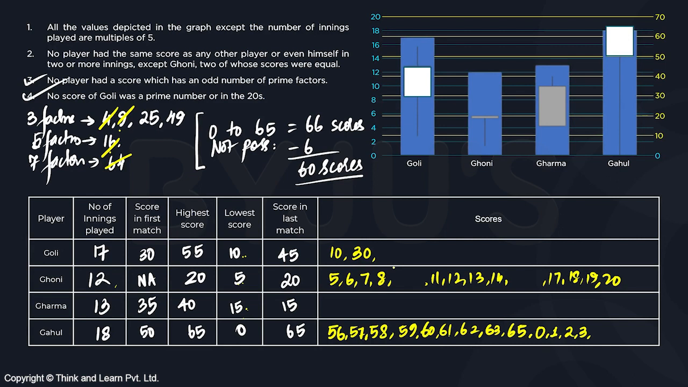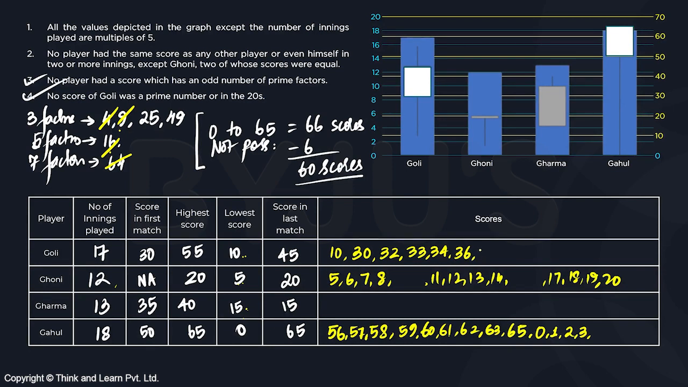Thirty. 31 we can't take. We can take 32. Can we take 33? Yes. 34? Yes. 35? We can't take 35 because 35 is there for Garma. So please pay attention to that also. Can we take 36? 36 is not there. So yes, we can take 36.